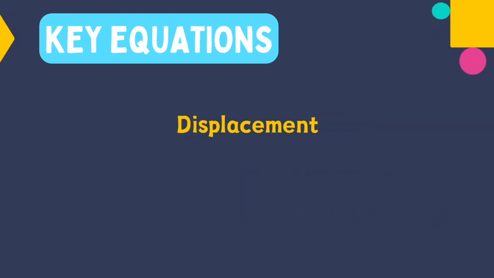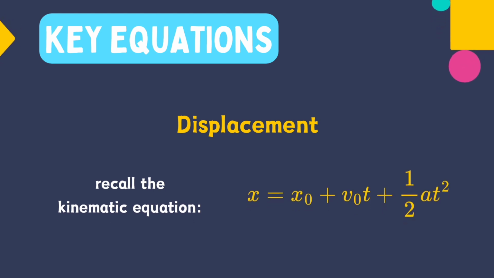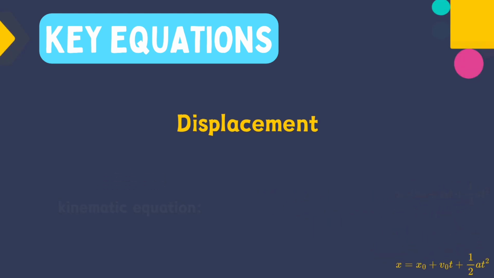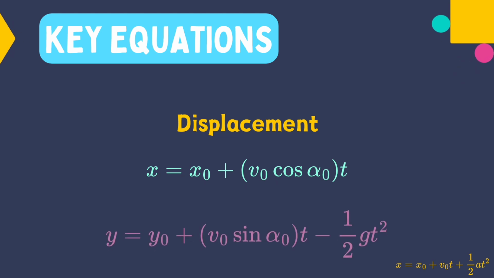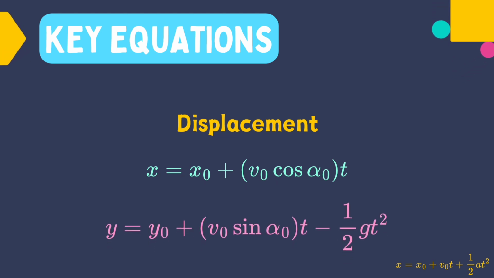Now that we have our velocities, we can begin to consider displacement. Again, recall the kinematic equation, x equals x0 plus v0t plus 1/2 at squared. We resolve into components, keeping in mind our expressions for ax, ay, v0x, and v0y. Doing this, we obtain x equals x0 plus v0 cosine α0 t and y equals y0 plus v0 sine α0 t minus 1/2 gt squared. We note here that the second formula is particularly useful for finding the time at which a particle hits a certain height. Oftentimes, this amounts to an application of the quadratic formula to solve for t.